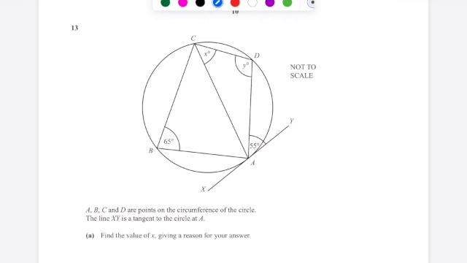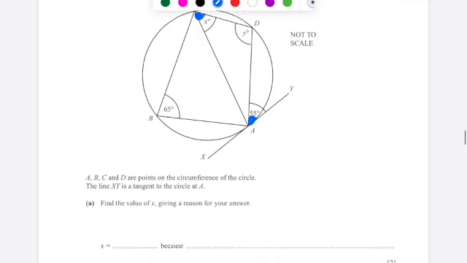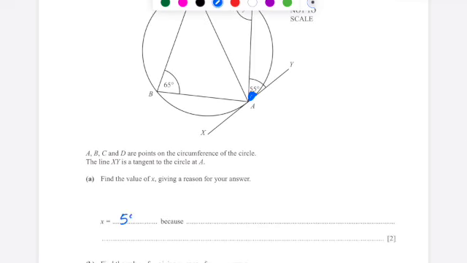Alternate segment theorem. This angle is equal to this angle over here. So it's going to be alternate segment theorem. So angle x is also equal to 55. You just write alternate segment theorem.